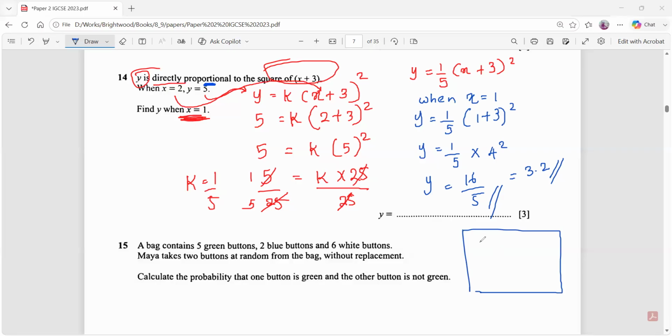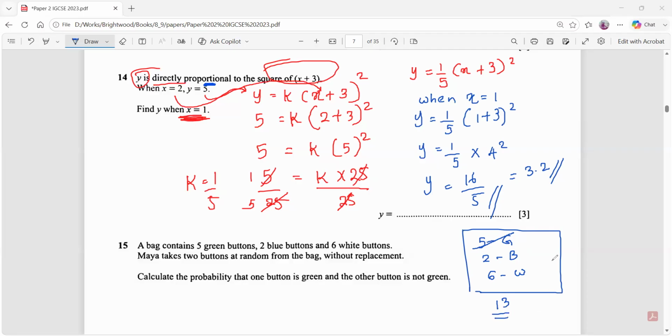They have 5 green, 2 blue and 6 white. Without replacement means if I take a green button the first time, how many buttons are there at first? 5 plus 2 is 7, 7 plus 6, how many buttons? There are 13. The first time they have 13 buttons.